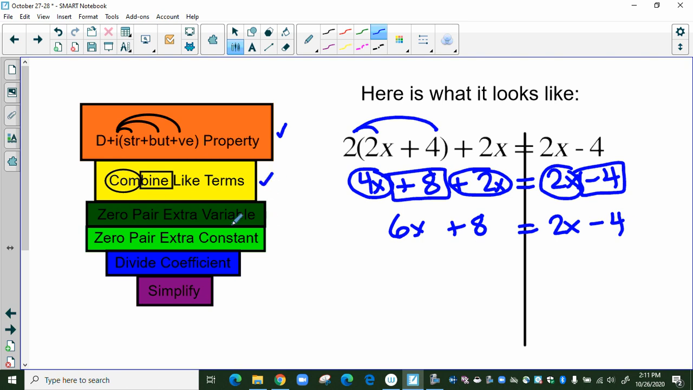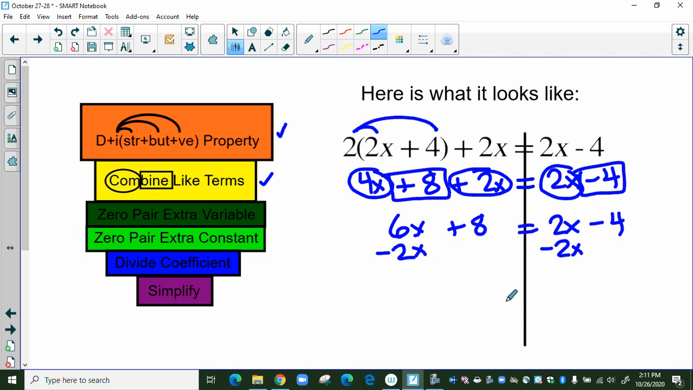Now I can look for the extra variable. Only do this if you've already done the first two steps, okay? So I see that I have a 6x on one side and a 2x on the other side. So I'm going to zero pair one of those. Now you can actually choose whichever one you want. You could subtract 6x on both sides like that, or you could subtract 2x on both sides.